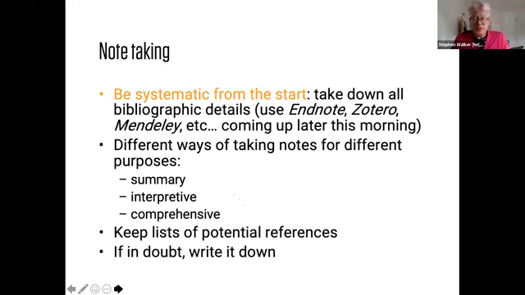And then just closing out this section, I already mentioned, be systematic from the start. You've got no idea when you're going to come across things that are really crucial to your dissertation, whether you're just reading something that becomes background, or whether you're reading something that you'll quite quickly reject. So assume that it's going to be useful and take good notes from the start. Again, different ways of taking notes for different purposes.